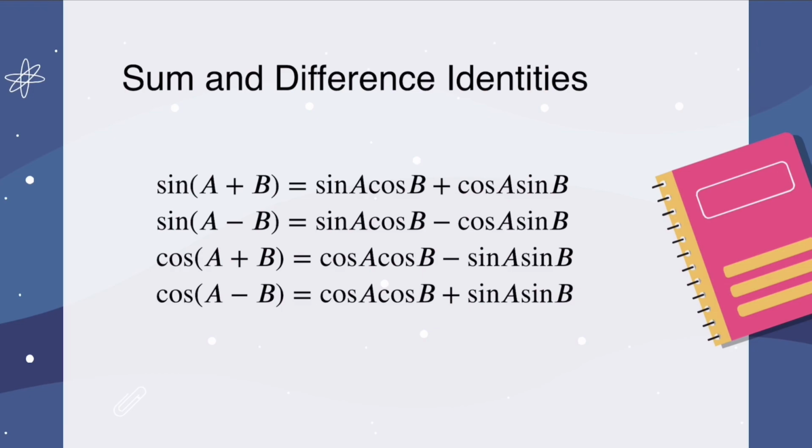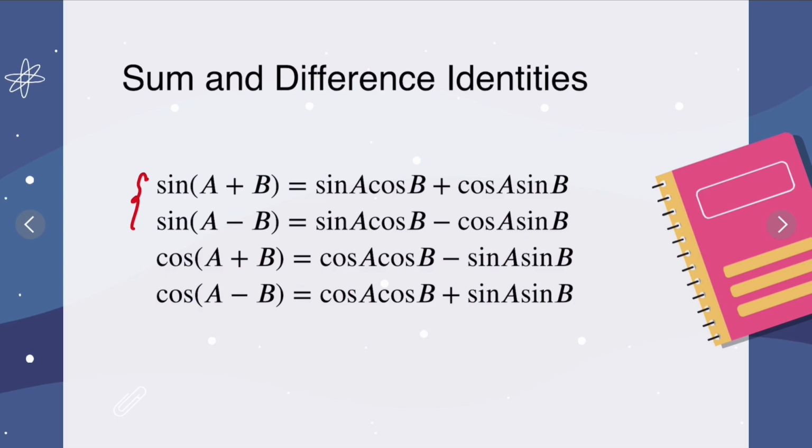With sum and difference identities, you have two angles, and let's say we want to add or subtract the angles, and we want to identify the sine and the cosine. So these are the things that we have to use. Let's start with sine. We have sine of a plus b and sine of a minus b, these two right here.